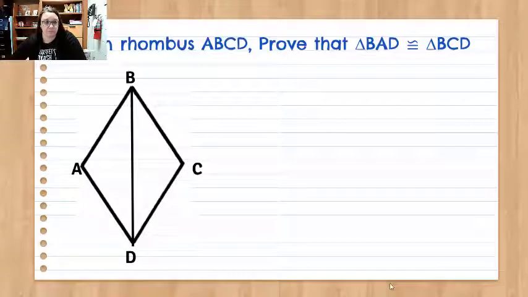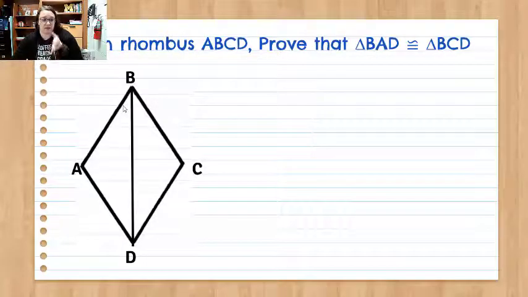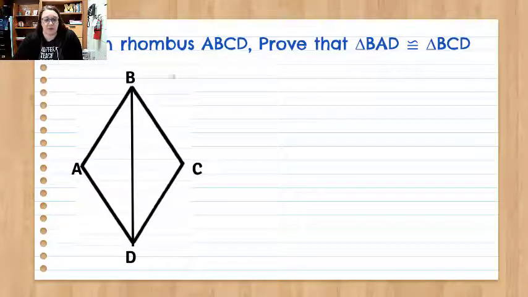Let's do another one. This one says, given rhombus ABCD, prove that triangle BAD is congruent to triangle BCD. So notice that they gave us the line BD that is a diagonal. And I know some stuff about a rhombus. I know that all the sides are equal to each other.